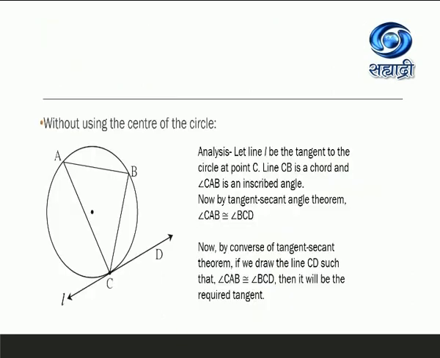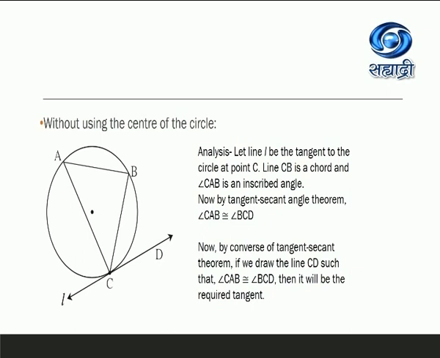So the second construction is to draw a tangent without using the center of the circle. Now here, how can we analyze this? So the analysis is, let L be the tangent to the circle at point C. CB is a chord. Angle CAB is an inscribed angle.